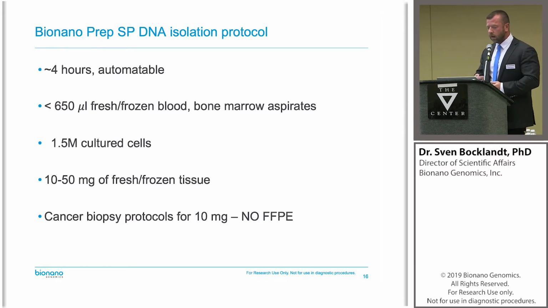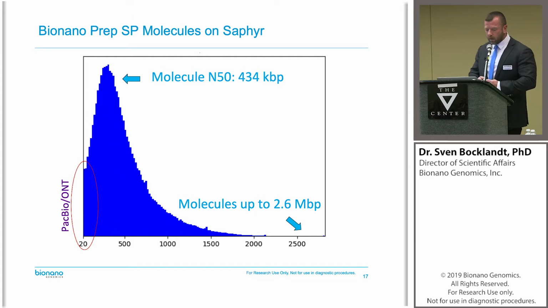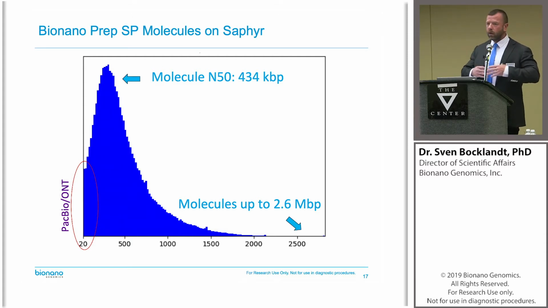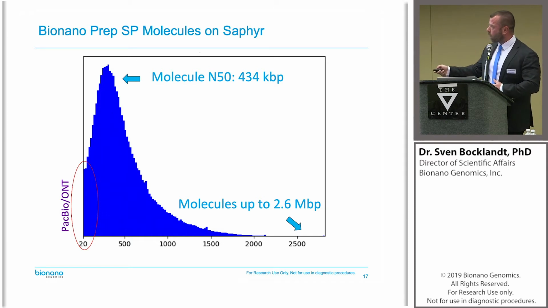So here you see the distribution of the molecules that we image on a good but not exceptional run. We see the N50, which represents that half of the genome is imaged in molecules larger than 434 kb, just massive here. And we have molecules that tail off all the way to 2 megabases and more. Again, orders of magnitude, and even long-read sequencing, PacBio, Oxford Nanopore, really fall right at the start of our graph here with our average read length. Okay, we have megabase-sized DNA.